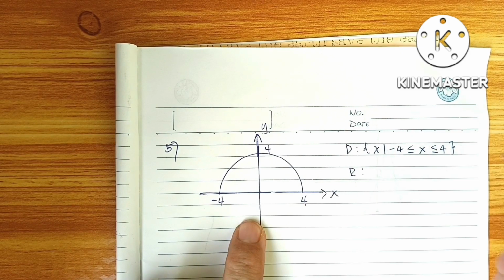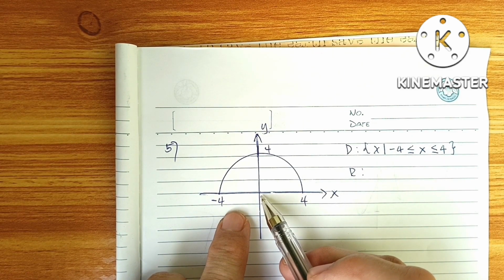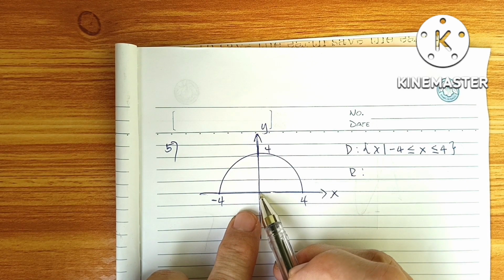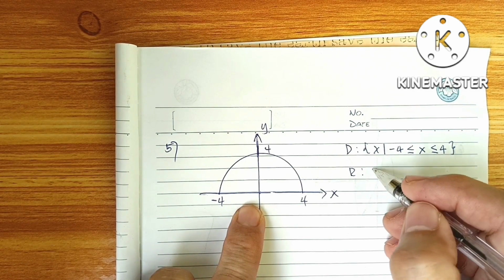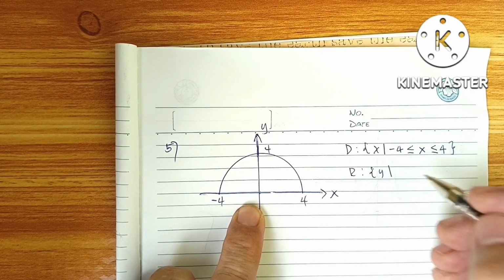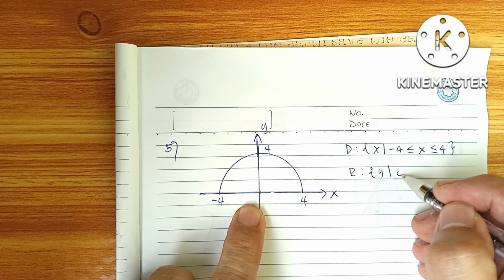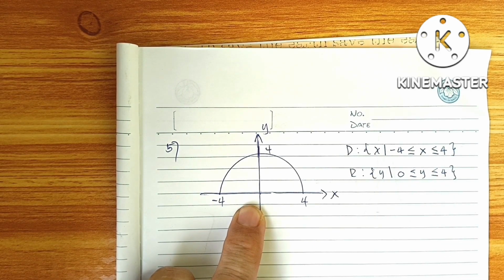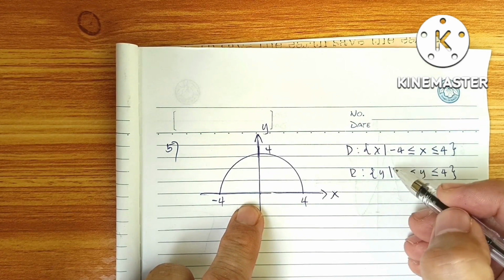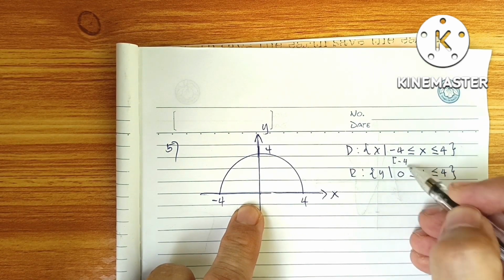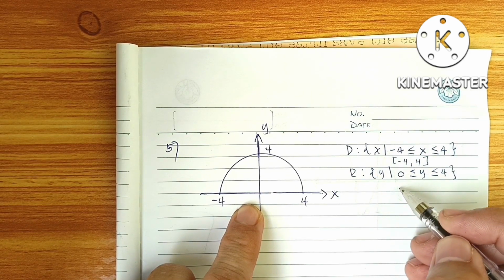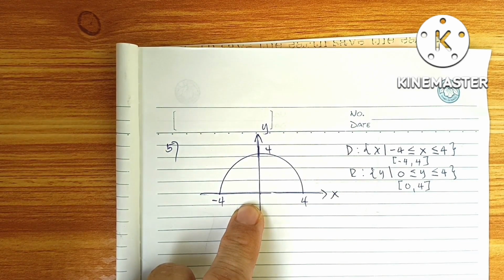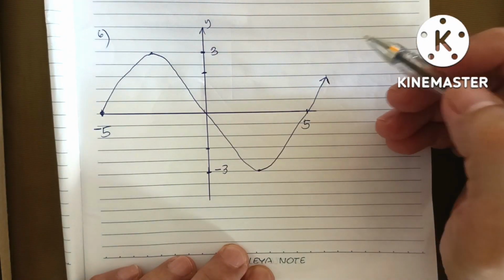Now for the range, the minimum point of our graph, no, as far as the y-axis is concerned, is 0. That's the minimum point with respect to y-axis. And therefore the range is the set of all y such that y is between 0 and 4. Okay? In interval notation, our domain is from negative 4, 4, and for the range, we have 0 and 4. And that's it.